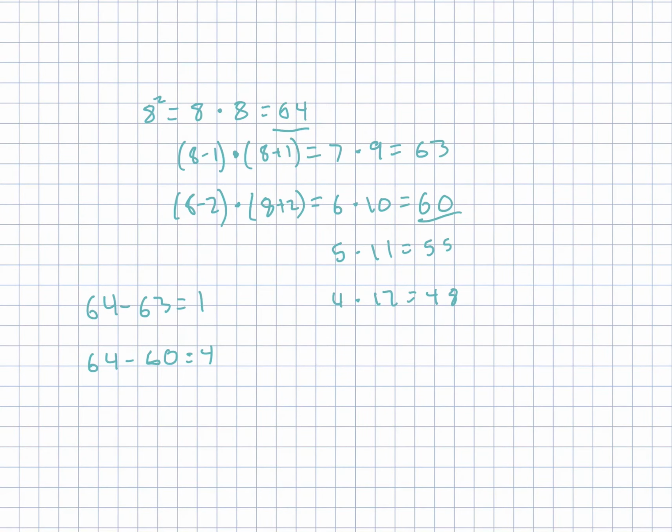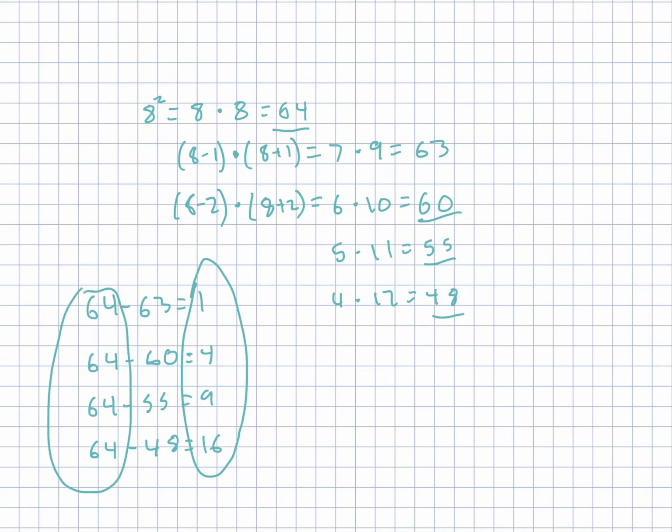If we keep going down the list, we go 55 and then 48. 64 minus 55 equals 9. 64 minus 48 equals 16. Well, we can start to see a pattern here. These are all square numbers. So this is 8 squared. And we can rewrite all of these equations by subtracting this number instead of this number.